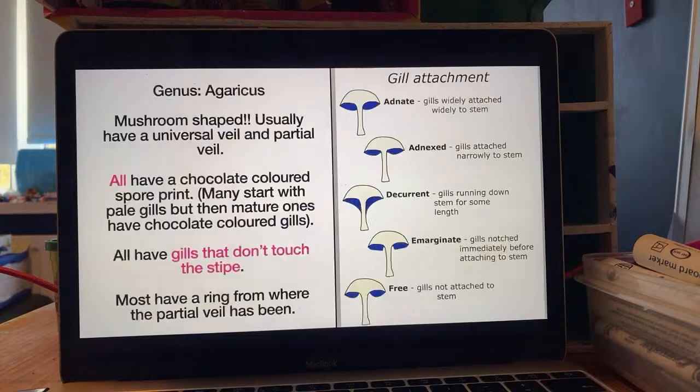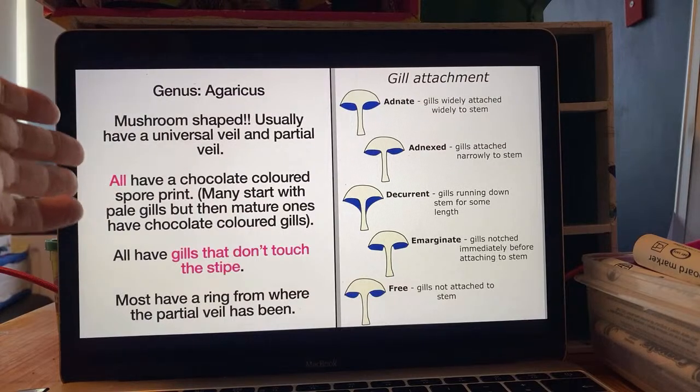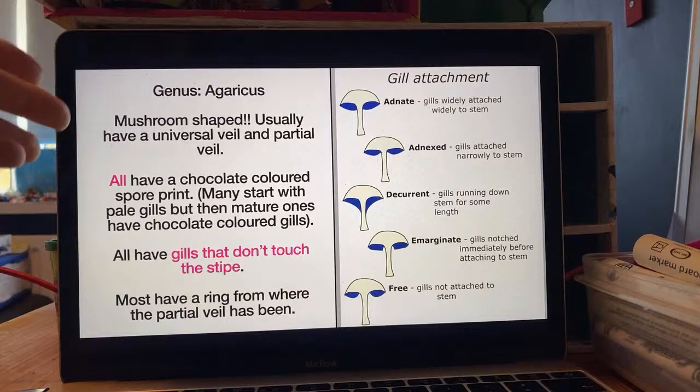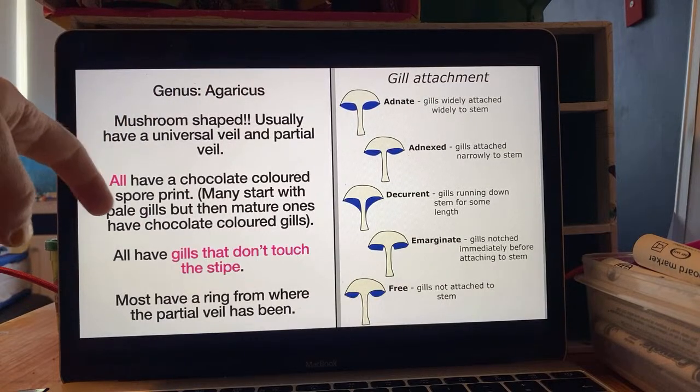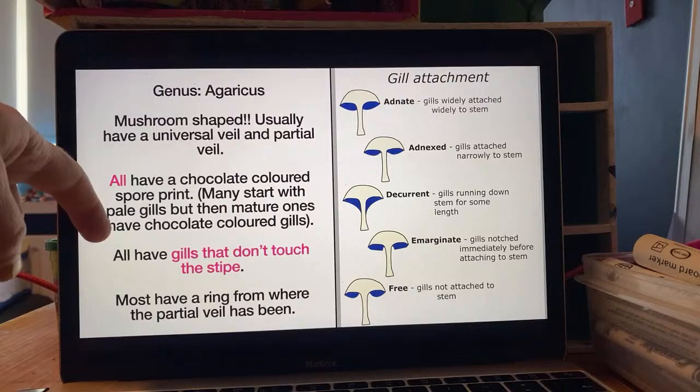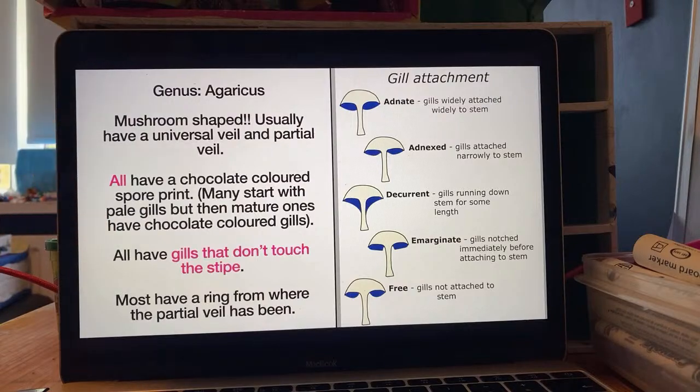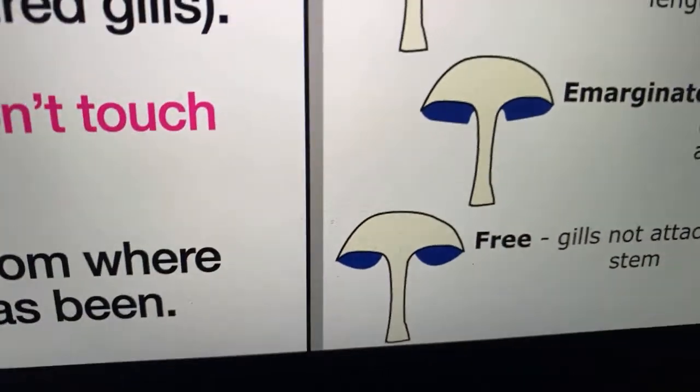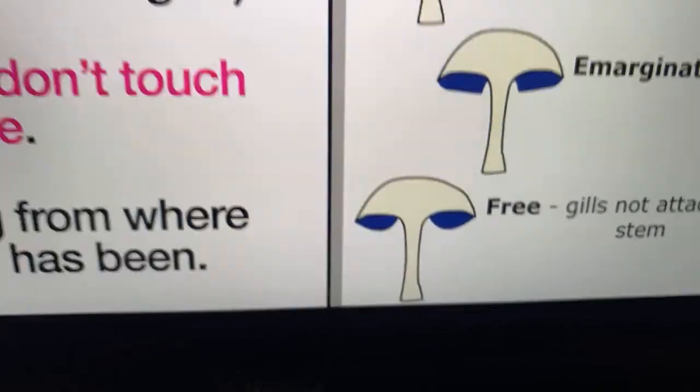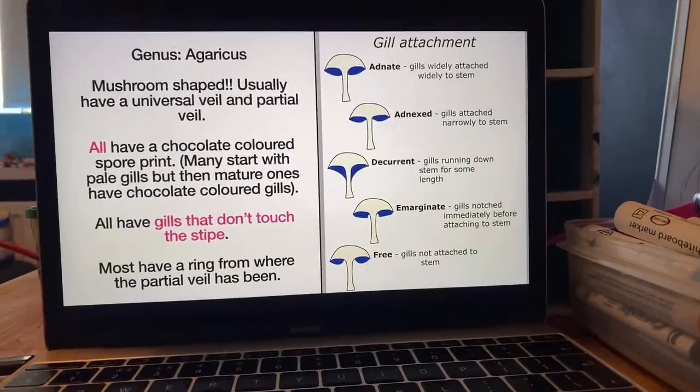Here we go. So Agaricus mushrooms are mushroom shaped, usually have a universal veil and a partial veil. The big thing about Agaricus is all of them have a chocolate coloured spore print. So if you ever find loads of mushrooms together, look at the small ones and the big ones, because Agaricus mushrooms often start with pale gills, but then the bigger ones have chocolate coloured gills. Again, they've all got free gills that don't touch the stipe, technically, although sometimes it's quite hard to tell.